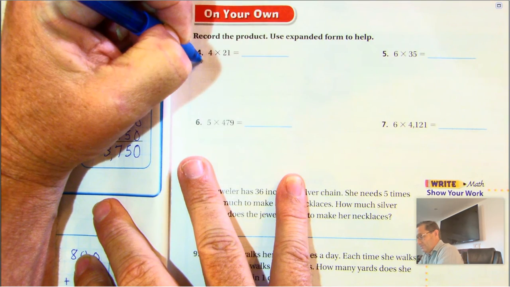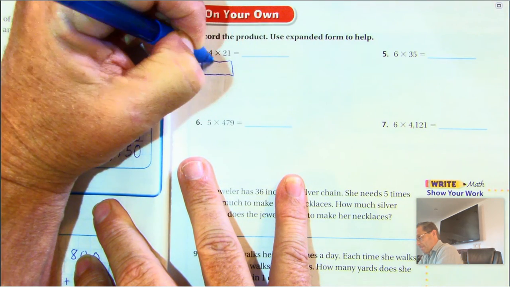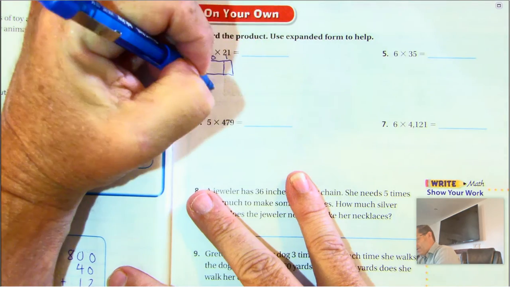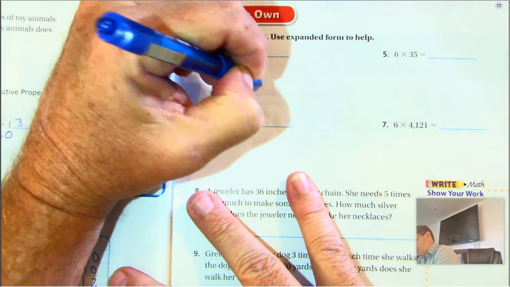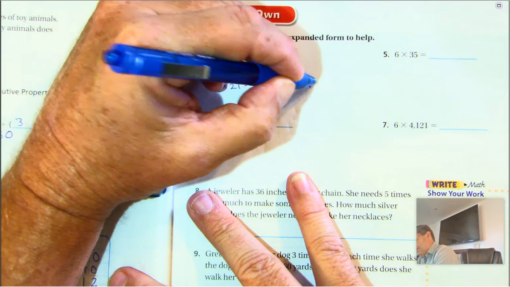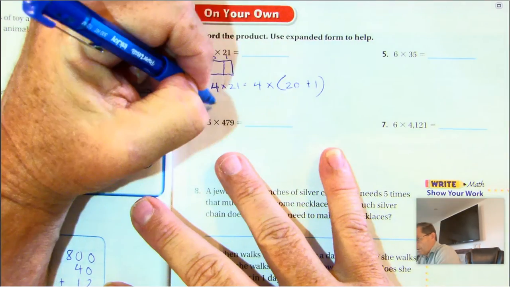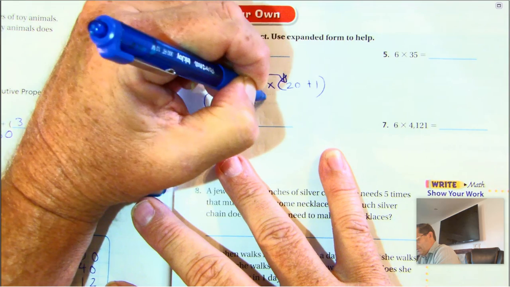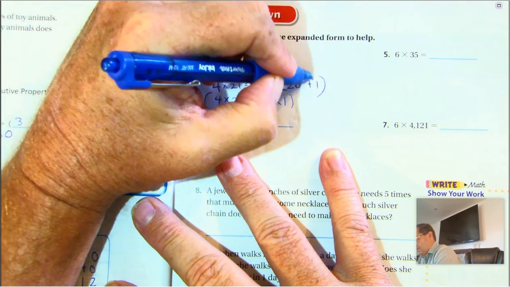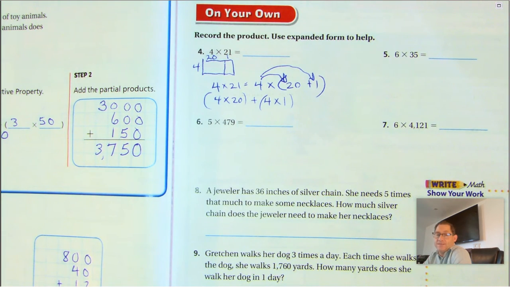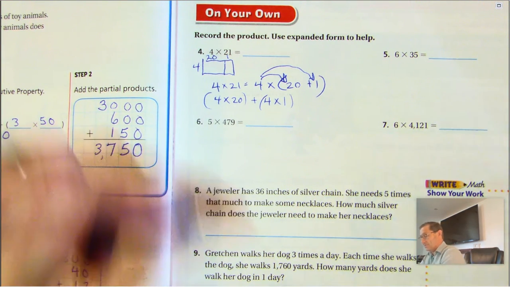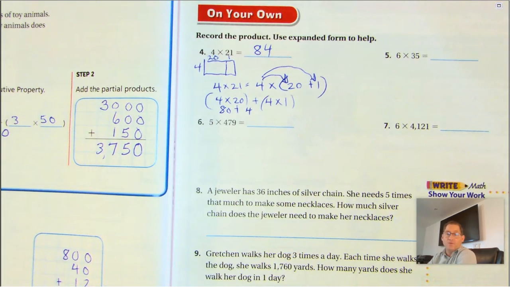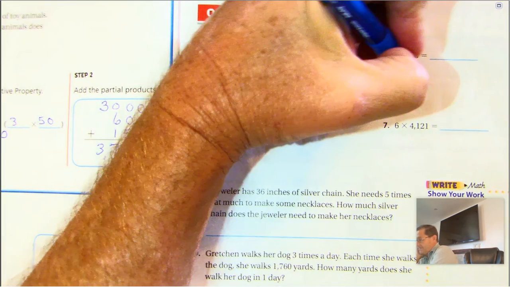Okay, 4 times 21. So we're going to have 20 and 1, and we're going to multiply by 4. So expanded form would be 4 times 21 is the same as 4 times the sum of 20 plus 1. So use the distributive property. It would be 4 times 20 plus 4 times 1. So we're going to multiply the 4 by each of the addends in our sum. So 4 times 20 is 80. 4 times 1 is 4. I can do that in my head. 80 plus 4, 84.